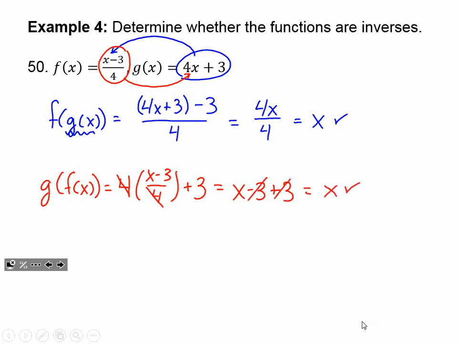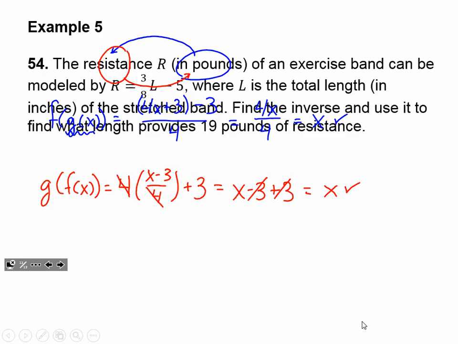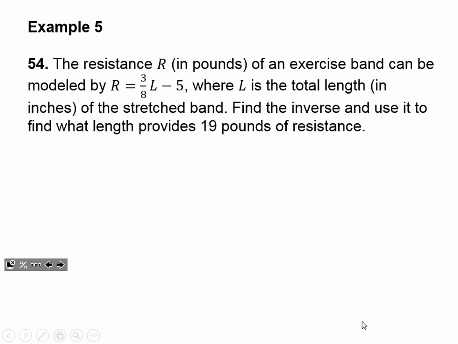So f and g are confirmed to be inverses, because plugging one function into the other results in just getting the ultimate input x. Right. And our final example, a word problem where we have to use inverses to solve.